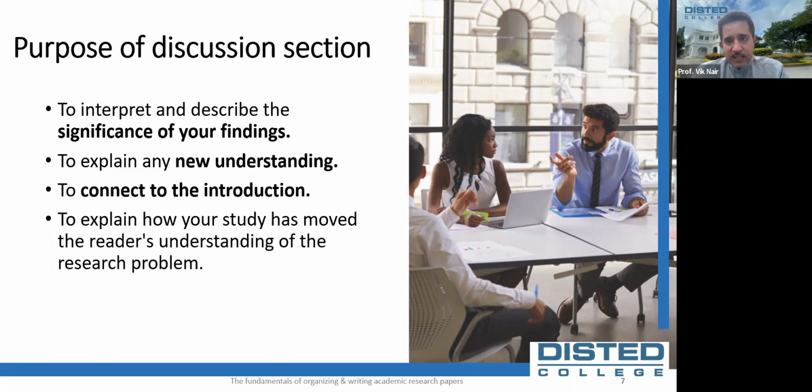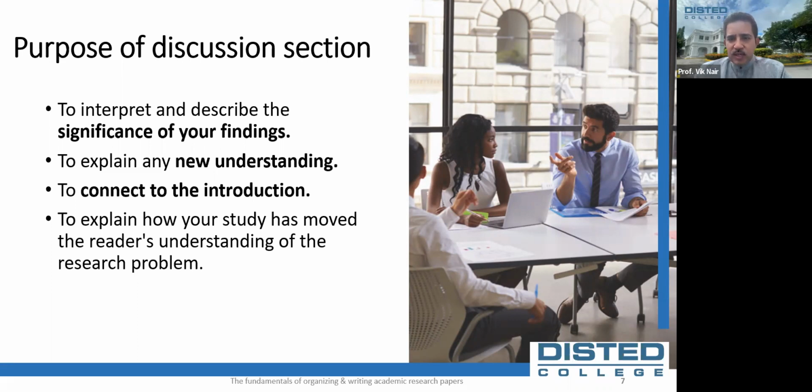Firstly, it is to interpret and describe the significance of your findings in light of what was already known about the research problem that is being investigated. Secondly, you want to explain any new understanding or fresh insight about the problem after you have taken the findings into consideration. So you outline that clearly in the discussion section.